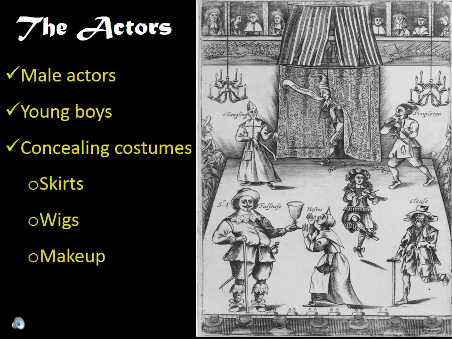Obviously, you're wondering, how do they cover up the male figure, the male face? And so they just used costumes to do this. They had long skirts that were big and puffy to create that hourglass shape. They used wigs to make their hair longer, and then they put makeup on their face to make their features more feminine in detail. So this is where you need to determine who your actors are going to be.